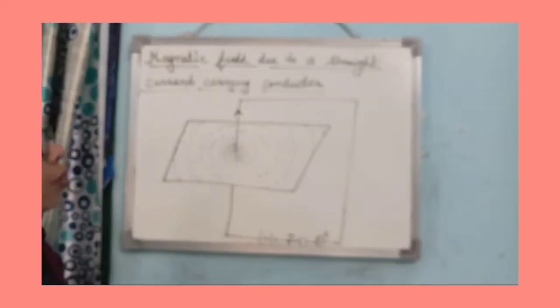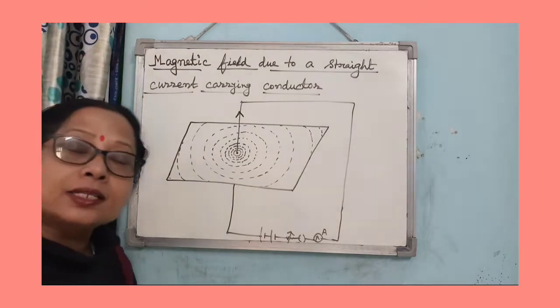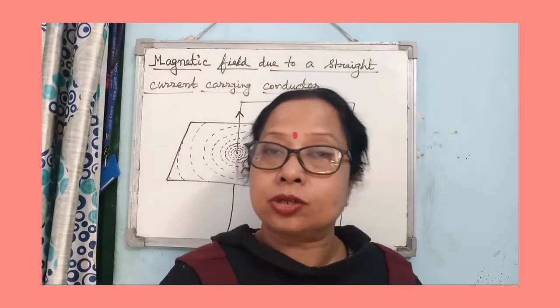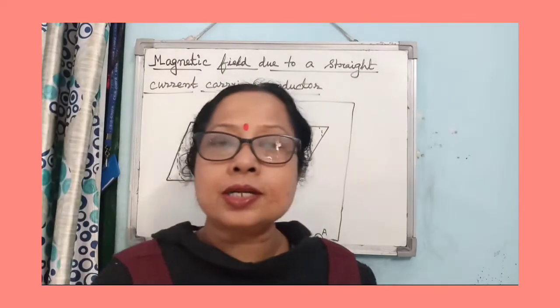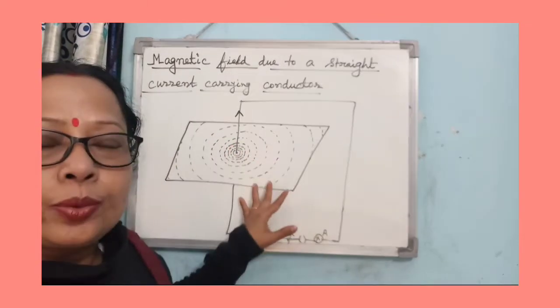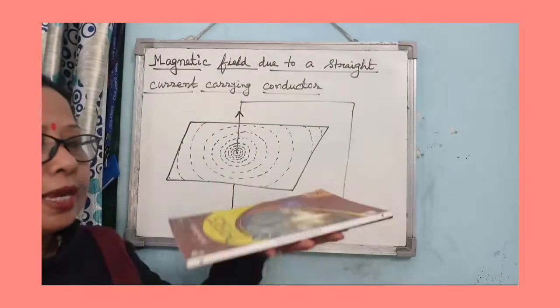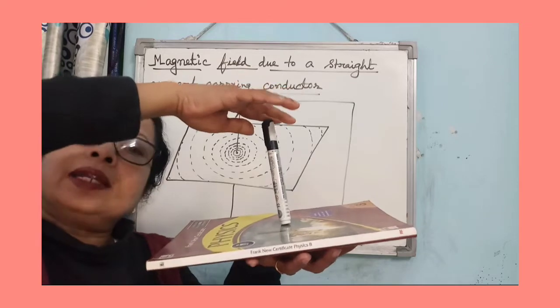Alright, now what is actually happening? What are these iron filings or concentric circles representing? They are representing the magnetic field lines. Alright, so what is the first observation? That the magnetic field lines are situated on the plane of the cardboard. And how is the plane of the cardboard? The plane of the cardboard is perpendicular to the conductor.